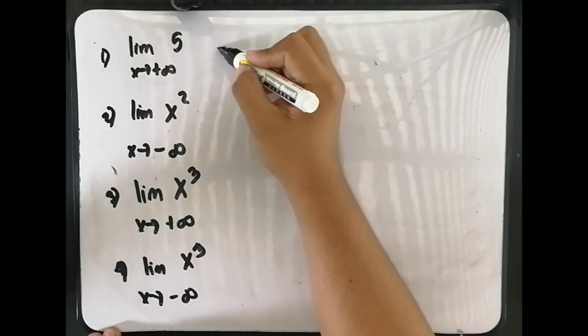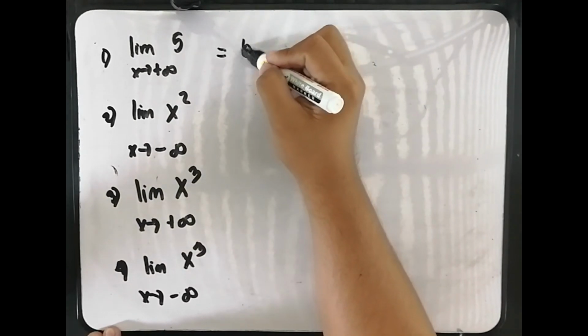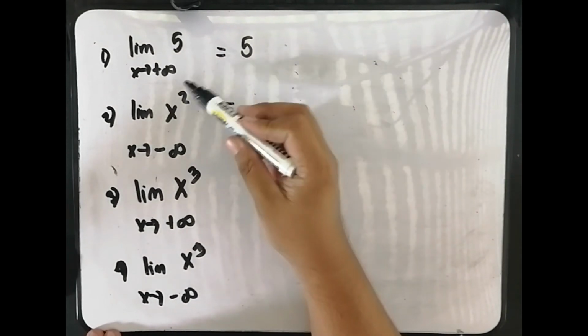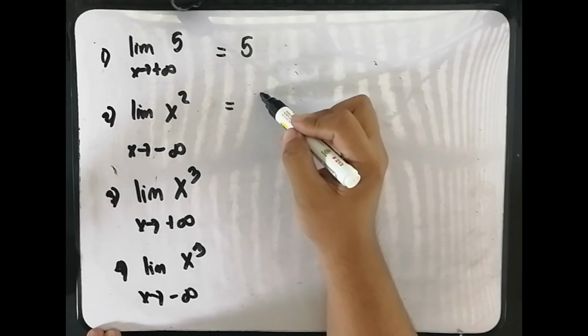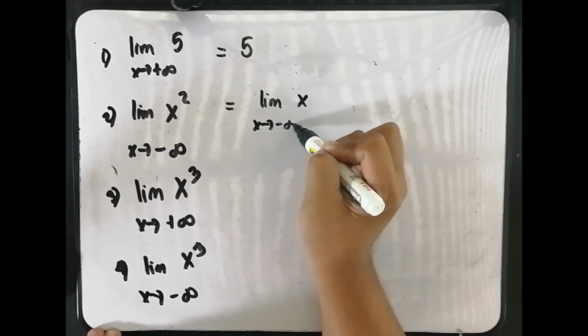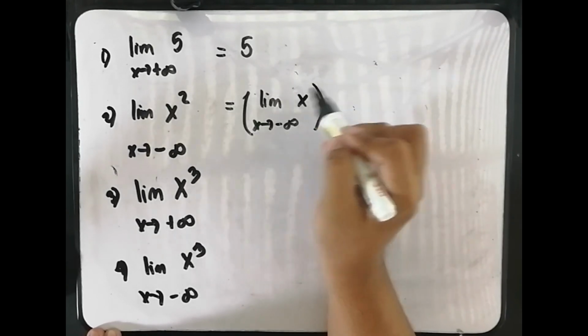Okay, let's take a look at these examples. The limit of 5 as x approaches positive infinity. So by theorem 2, this is just equal to 5. Kasi limit ng constant is equal to the constant itself. For number 2, the limit of x squared as x approaches negative infinity is equal to, so pwede nating ilabas yung squared. So we have the limit of x as x approaches negative infinity squared.